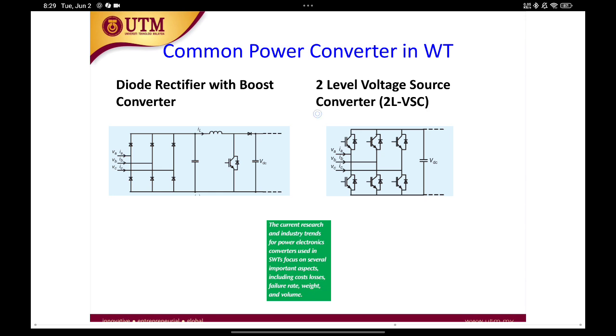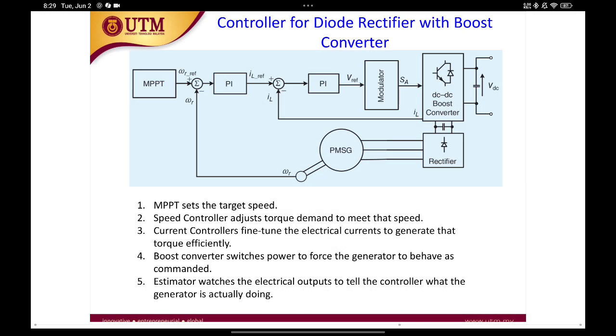Another one is the two-level voltage source converter. This is basically a controlled rectifier, while the other one is an uncontrolled rectifier. This is the commonly used one. You can see here you have MPPT, permanent magnet, rectifier, boost, and everything. You have a PI controller. MPPT sets the target speed, speed control adjusts the torque demand to meet the speed, current control fine-tunes the electrical current generated by the torque, boost switch control, and so on.